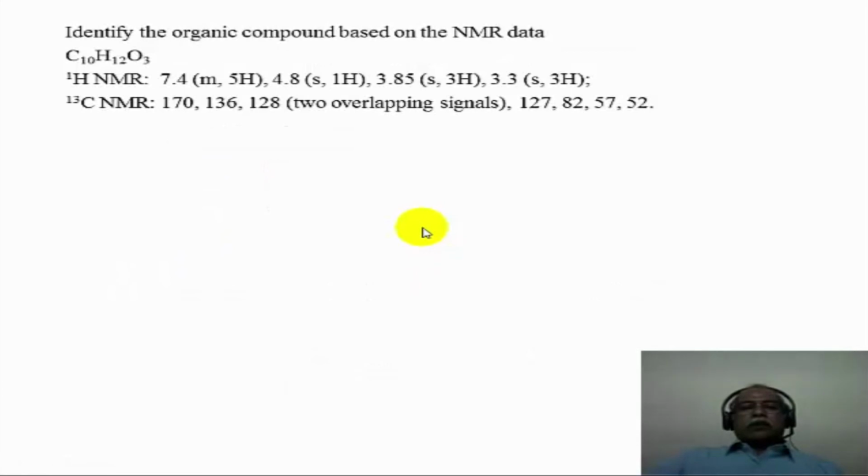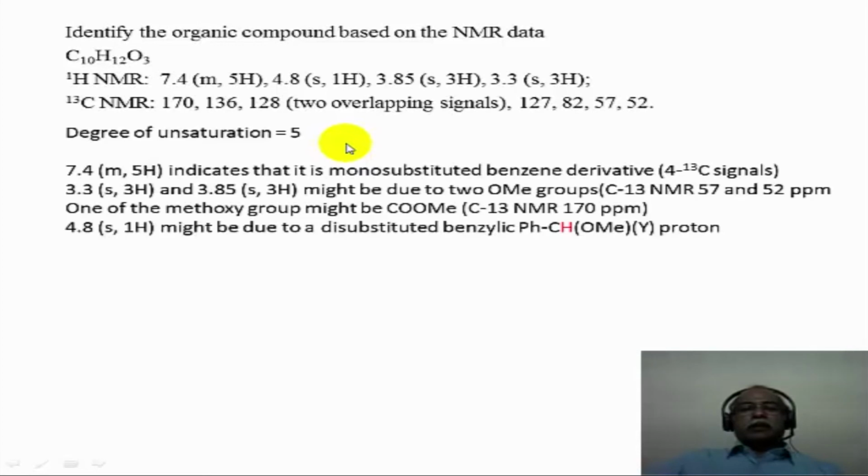Now, let us look at one more problem. Here we have to identify the organic compound based on the NMR data that is given here. This is a fairly simple problem. If you approach it logically, it will turn out to be simple. If you try to somehow solve it, then you may end up in trouble.